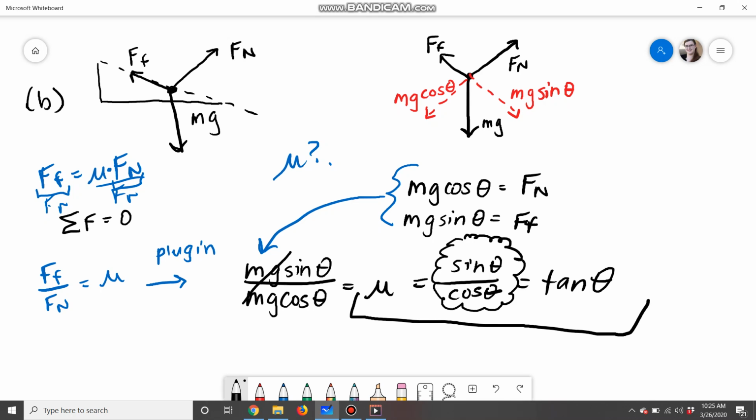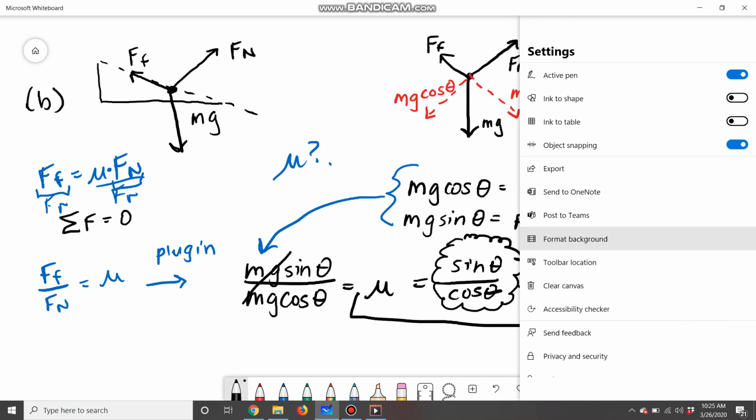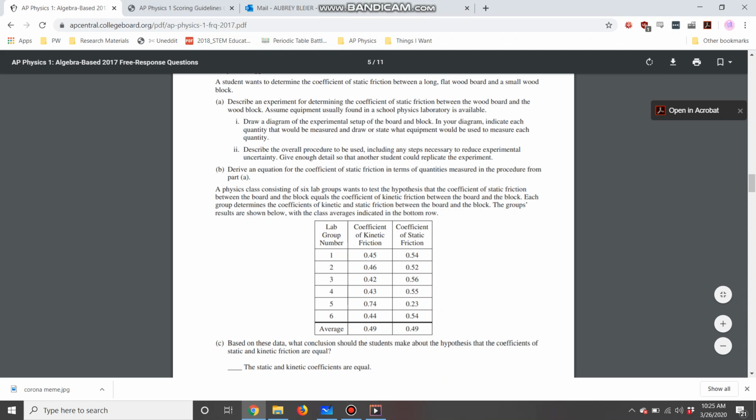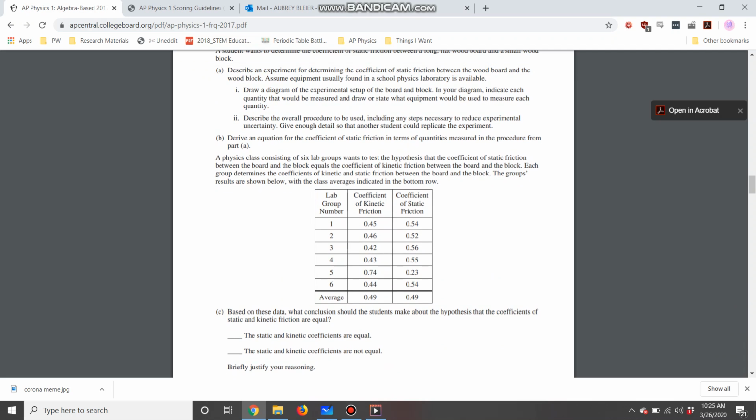Okay, now we're going to move on to part C. So pause the video, get anything down that you need to get down, and we'll go back to part C and read that. Okay, so now we have some lab groups testing the hypothesis that the coefficient of static friction between the board and the block equals the coefficient of kinetic friction between the board and the block. Each group determines the coefficients, and the group's results are shown below, and we have some class averages.